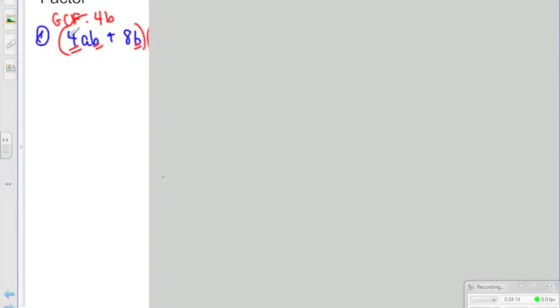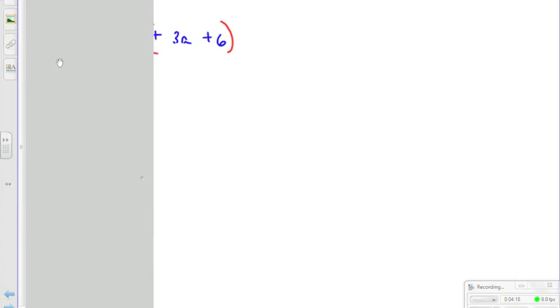So the first one has a GCF of 4b. Then we focus on just our second parenthesis. We check it for a GCF. We start with 3, and 3 can go into 6 evenly, so I can take out a 3. It has an A, but the 6 doesn't, so the only thing I can take out here is just the GCF of 3.